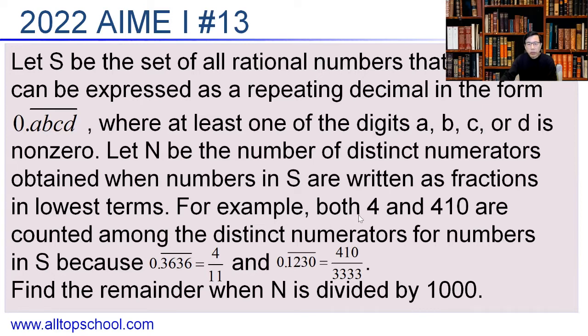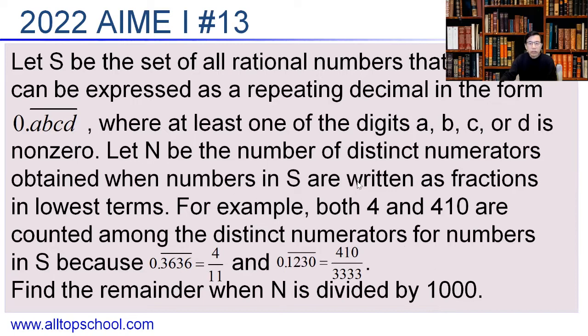For example, both 4 and 410 are counted among the distinct numerators for the numbers in S because 0.3636 repeating is the same as 4 over 11 after you simplify, and 0.1230 repeating is the same as 410 over 3,330 after you simplify. So find the remainder when n is divided by 1,000.